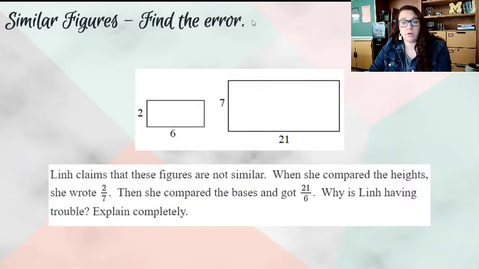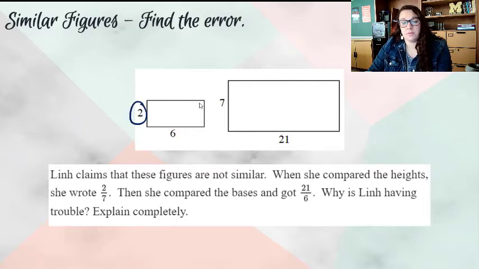Here's another one, and we're looking for the error. It says Lynn claims that these figures are not similar. When she compared the heights, she wrote 2 over 7. Then she compared the bases and got 21 over 6. Notice those are different fractions, so she's saying therefore they're not similar. Why is she having trouble? Let's see if we can help her.